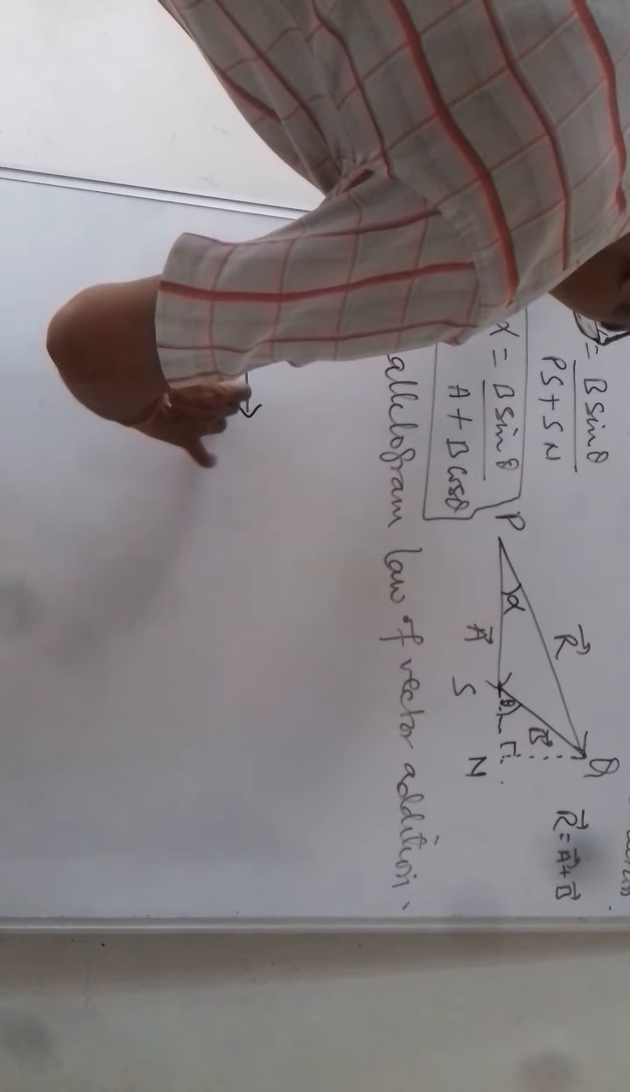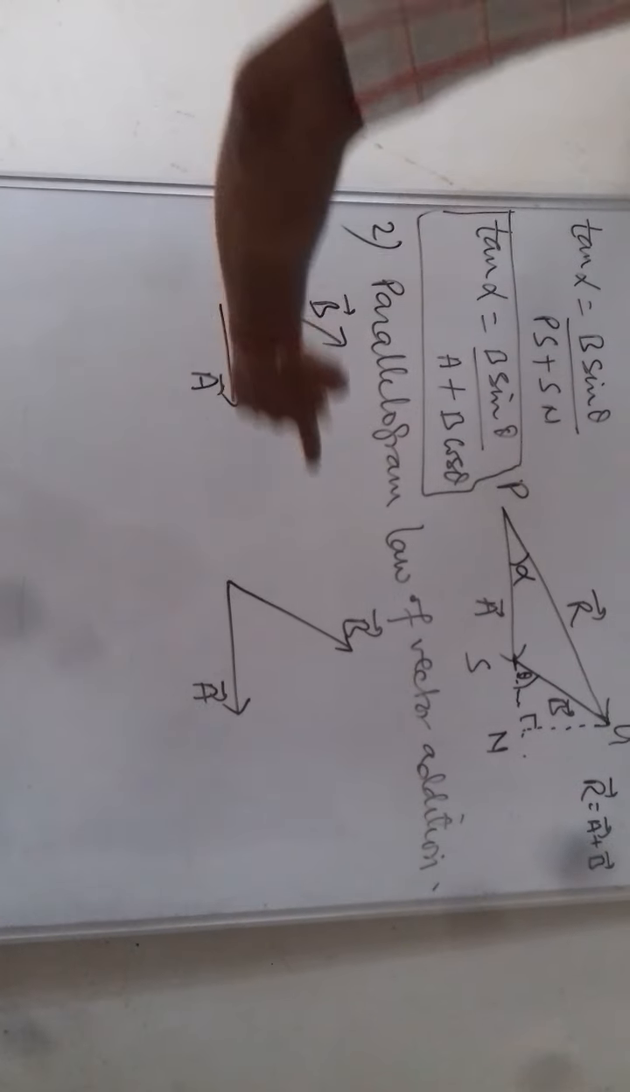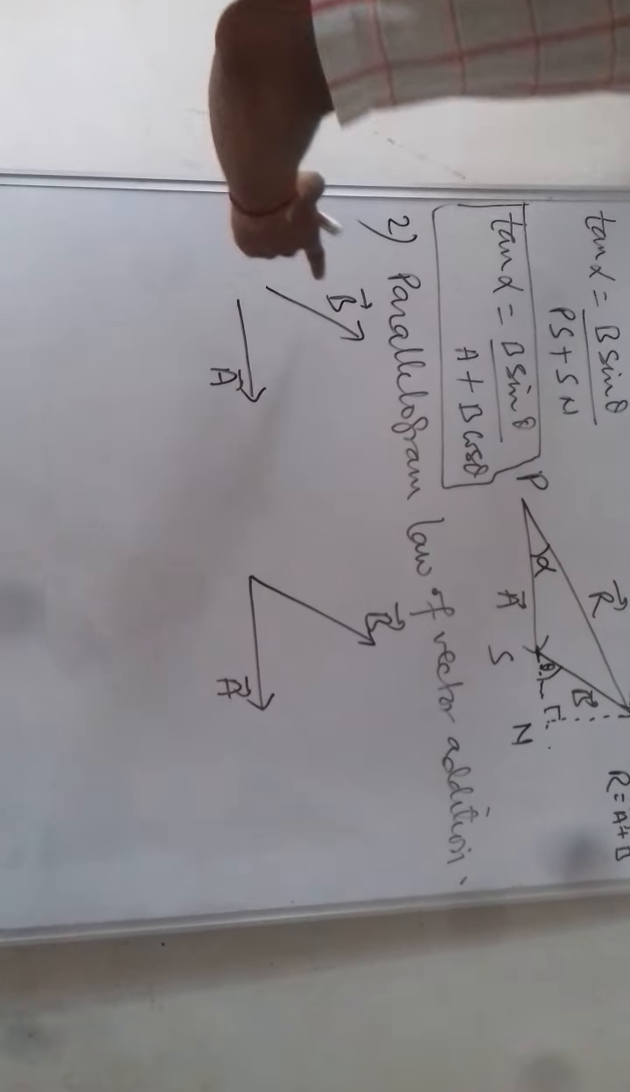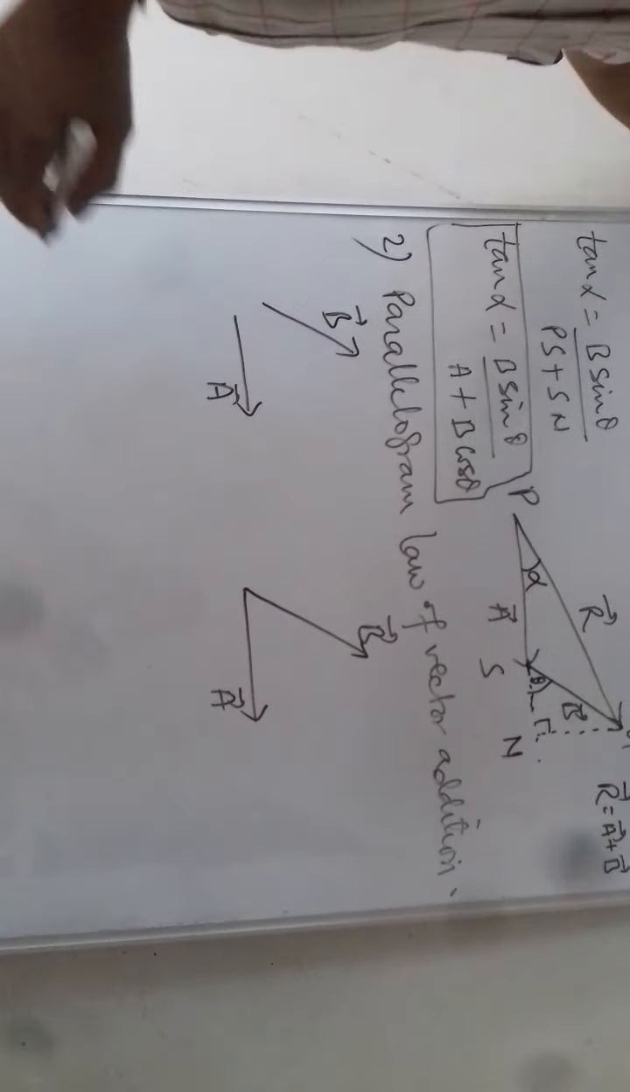But in the parallelogram law method, suppose this is vector A and suppose this is vector B. We connect them in such a way that the tail of vector A is connected with the tail of B, and also a vector parallel to B is drawn. The vector B is connected tail to tail with vector A, as a parallel of the given vector B. Now we have to find the resultant of these two given vectors A and B.